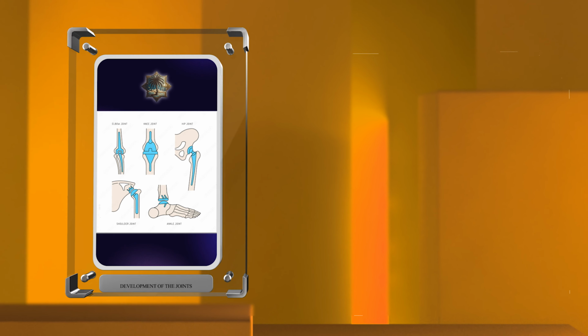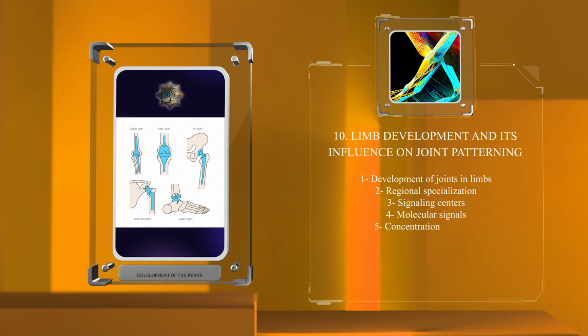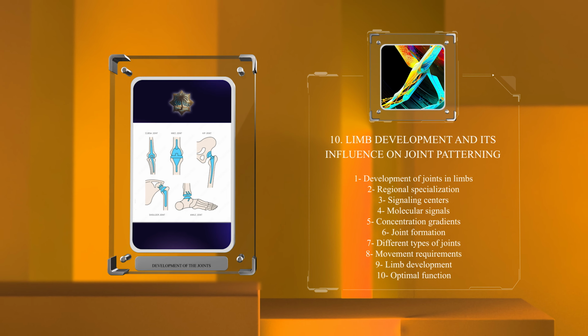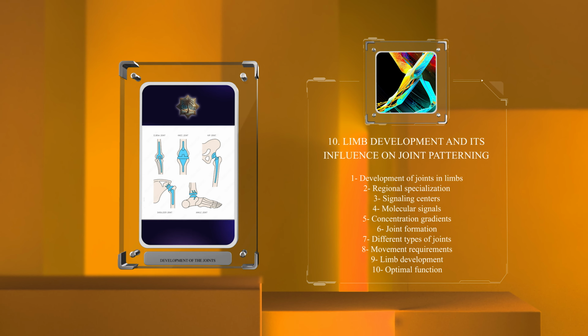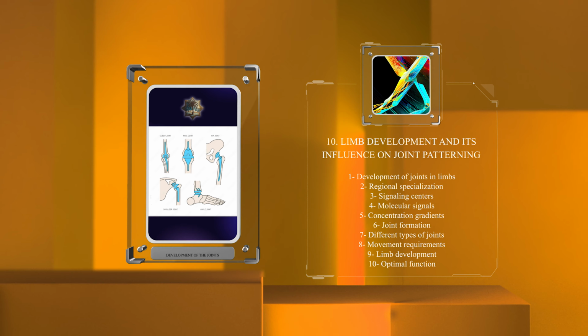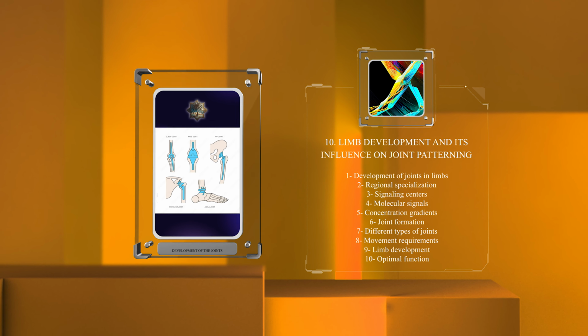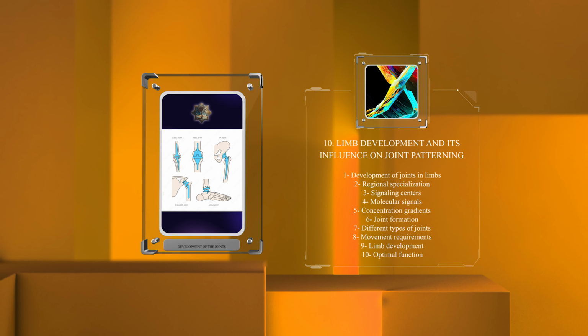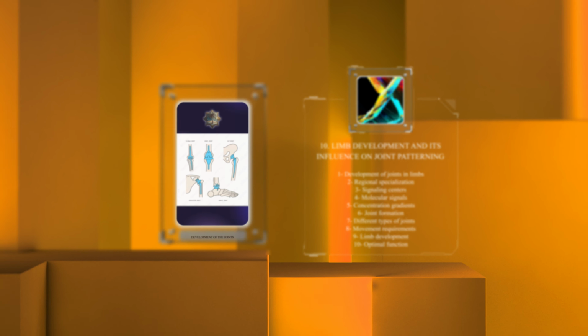In summary, the development of joints in the limbs is influenced by regional specialization and signaling centers. Molecular signals and concentration gradients guide joint formation, with different types of joints forming in regions with different movement requirements. Proper coordination between limb development and joint formation is important for optimal function.